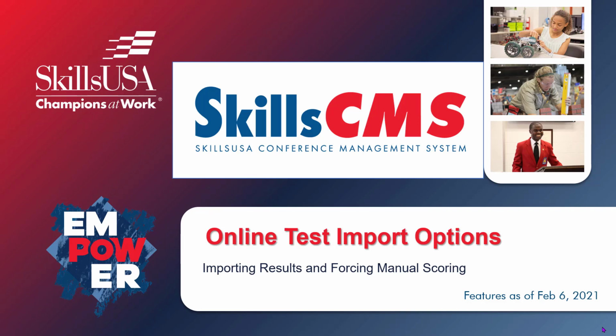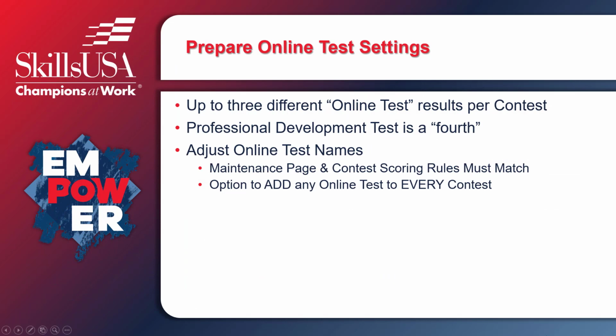In this video, we're going to walk through some of the online test import options that are available as of the spring 2021 conference season. As you've probably seen in other videos, there are up to 3 online test results available per contest now, and the professional development test could be considered a 4th. That's a little bit of a specialized type of test, and it can only be done a certain way.